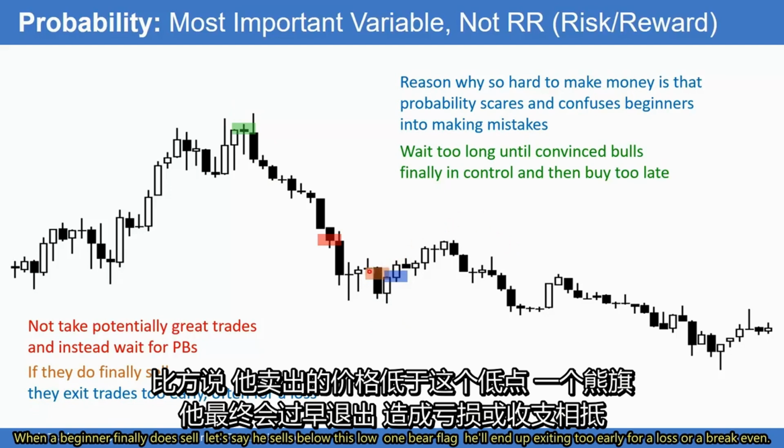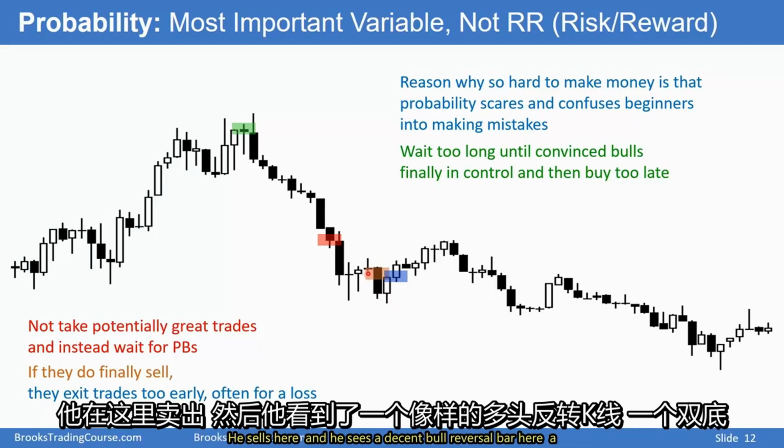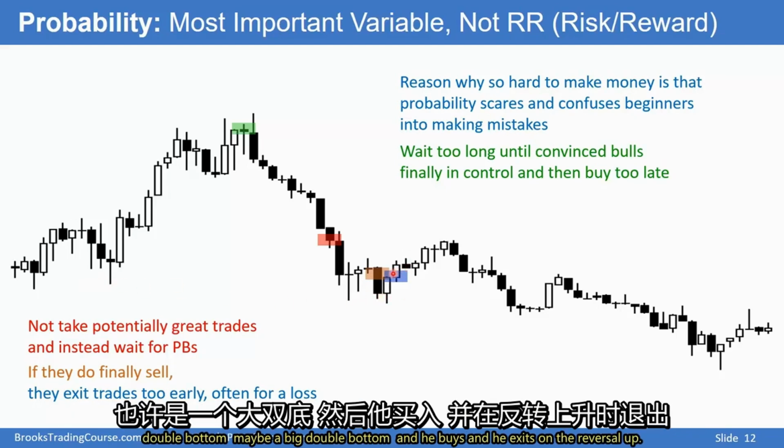When a beginner finally does sell, let's say he sells below this low one bear flag, he'll end up exiting too early for a loss or break even. He sells here and he sees a decent bull reversal bar here, a double bottom, maybe a big double bottom, and he buys. And he exits on the reversal up.